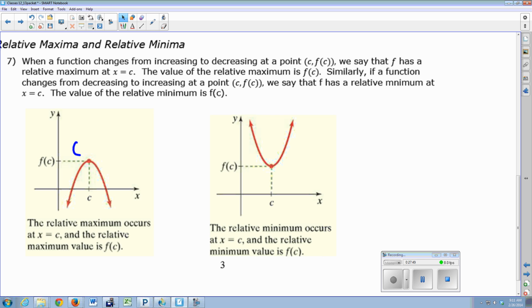If I put my little parentheses, what's the value of x and what's the value of y? C is the value of x, here it is. And my output will always be f of c or g of c, whatever your function's name is. It's always f of whatever your input is. My input's called c, so my output's called f of c. So this point right here defines a relative maximum, because after this point, your function starts to decrease forever and ever.